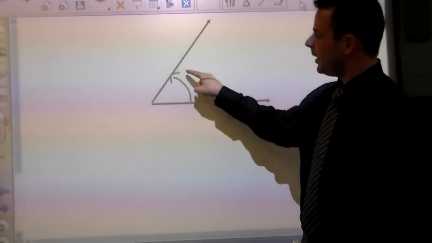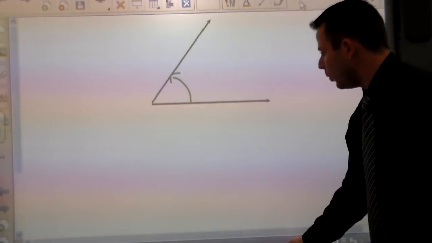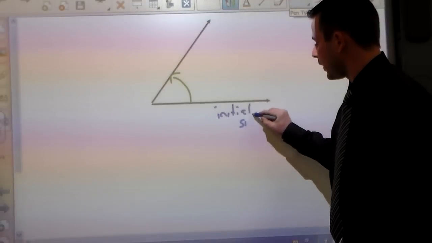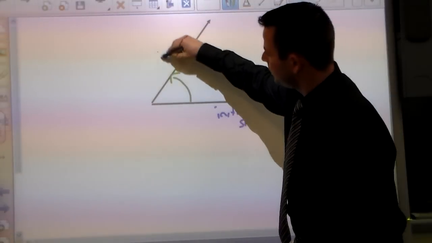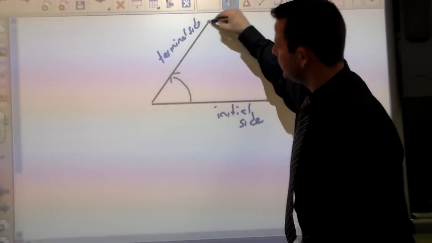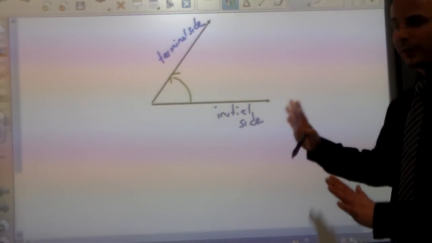So this is indicating the direction of travel, which means we're beginning here. This is the initial side, and we're ending here. This is the terminal side. Okay, so that's the first two definitions.